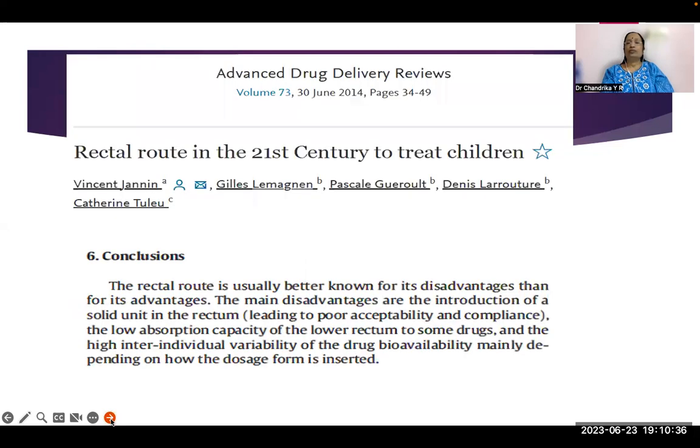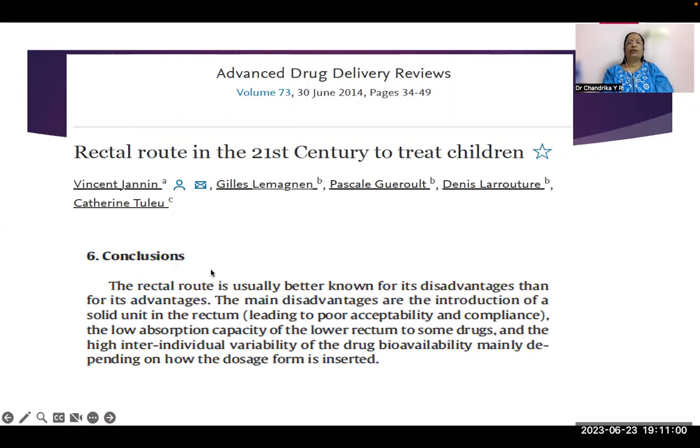Let us go through a few literature reviews on what they say about the rectal route of drug administration. This is one such literature, published in Advanced Drug Delivery Reviews in 2014. They have discussed the rectal route in the 21st century to treat children.